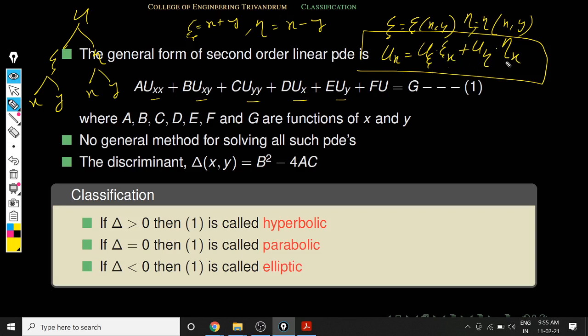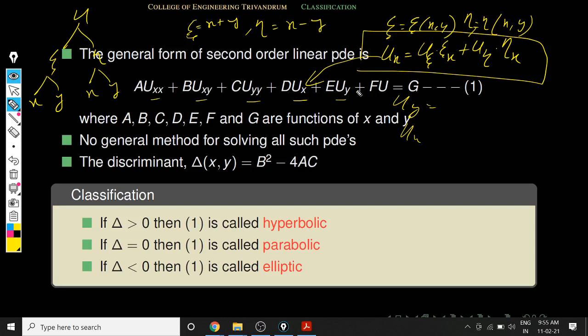And what about psi x and eta x? We can evaluate psi x using the given formula, because psi of xy is known. Similarly, you can evaluate eta x from the given function. So now this ux is completely in terms of psi and eta. Similarly, you can find uy, uxx, everything in terms of psi and eta, then substitute in 1. Okay, that is the idea of converting the given PDE into a new PDE.